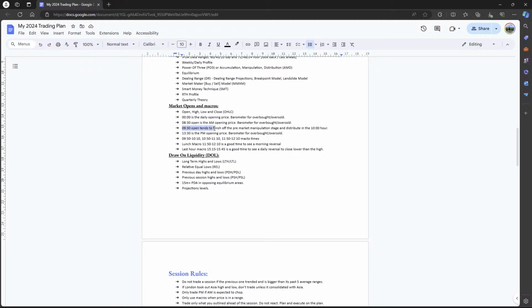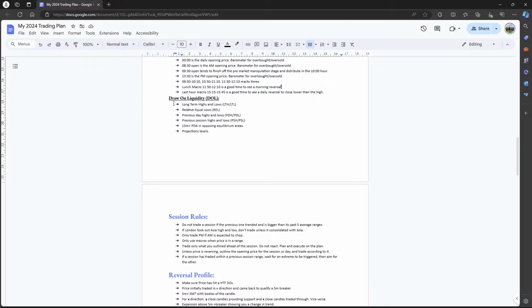9:30 open tends to finish off the pre-market manipulation stage and distribute into the 10 o'clock hour. And then 13:30 is the PM opening price, barometer for overbought or oversold for the PM session. And then I use the macro times I mentioned in the morning, the 20 minutes within each hour. Then lunch macro is a good time to see morning reversal or a continuation of the London session or overnight session. Last hour macro is a good time to see daily reversal to close lower than the high.